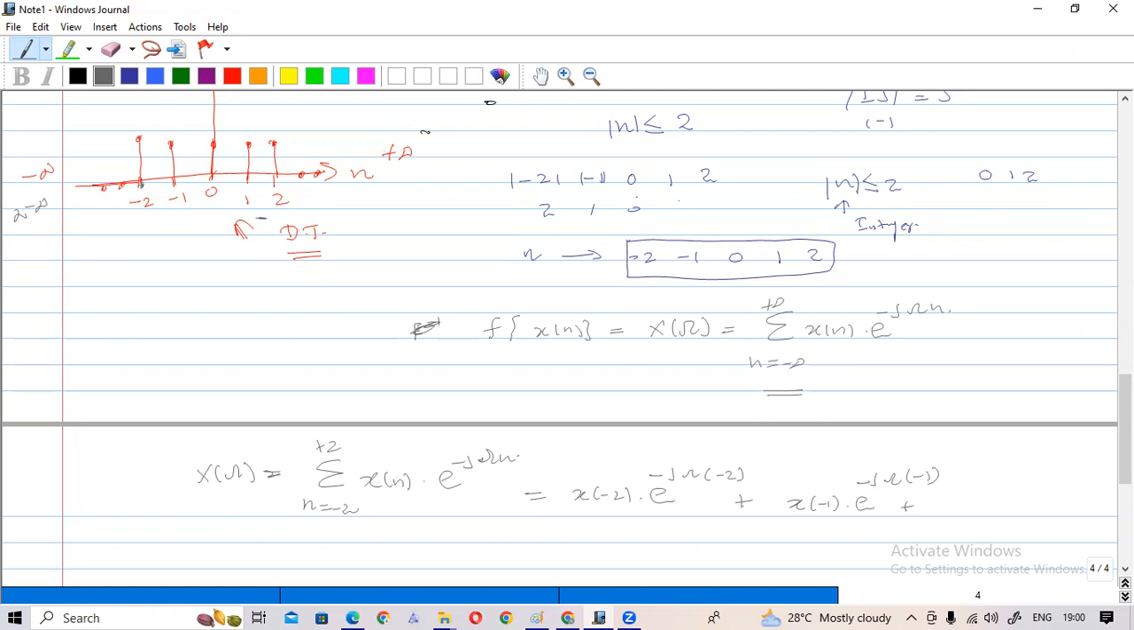Next value is n equals 0, x 0 e to the power minus j omega 0, plus next value is n equals 1, x 1 into e to the power minus j omega plus 1, plus x 2 e to the power minus j omega plus 2.